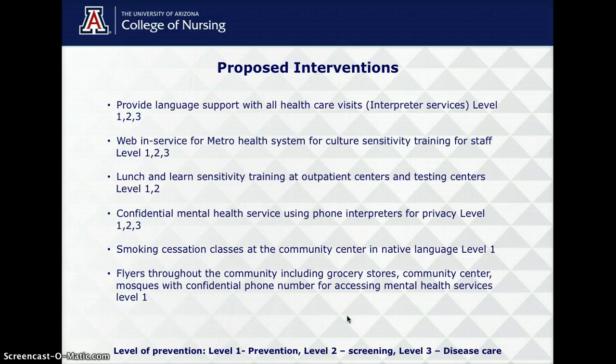I would suggest smoking cessation classes at the community center in native language. Also flyers throughout the community, including grocery stores, community centers, mosques, and with confidential phone numbers to access the mental health services.